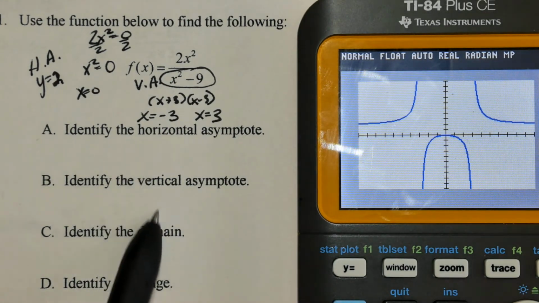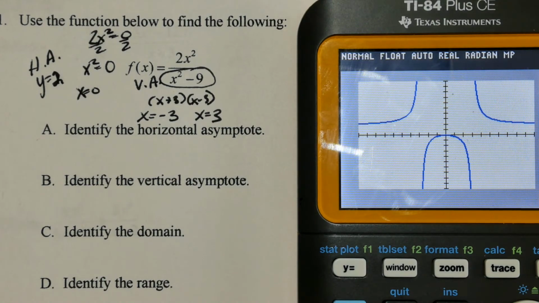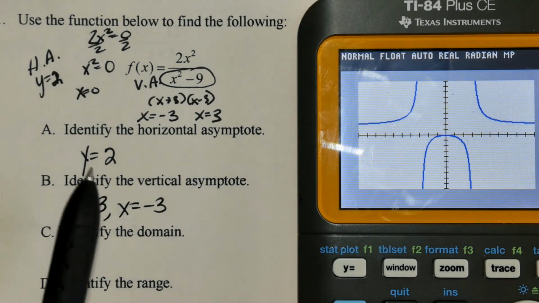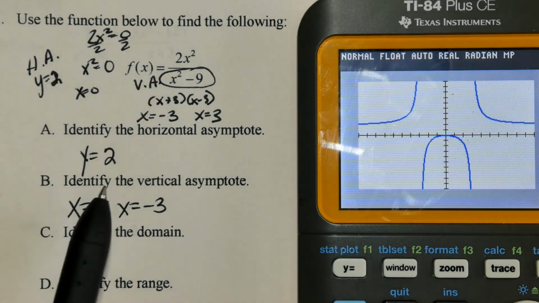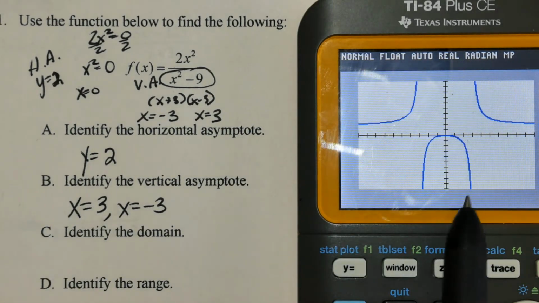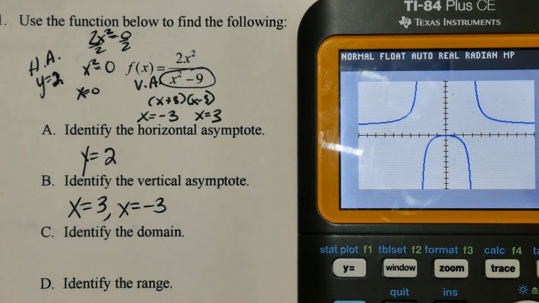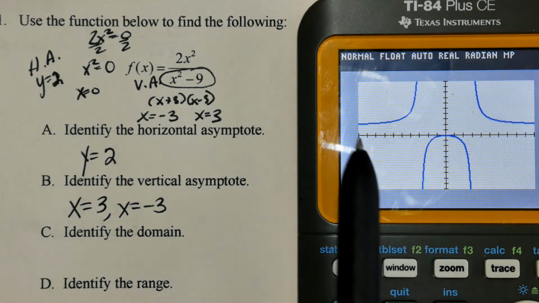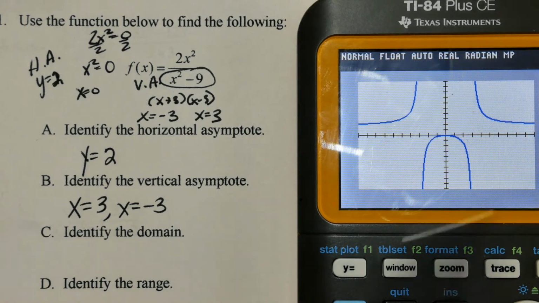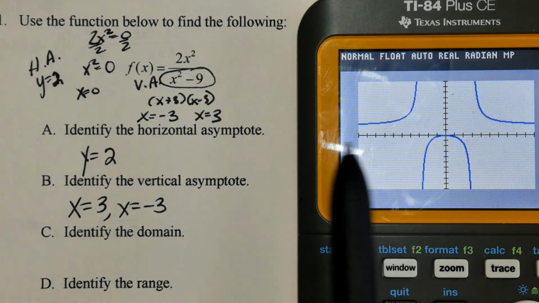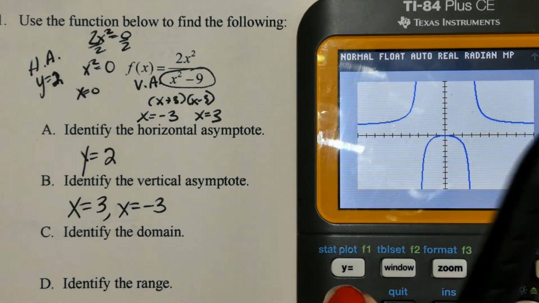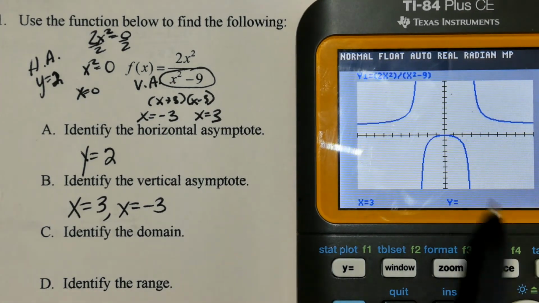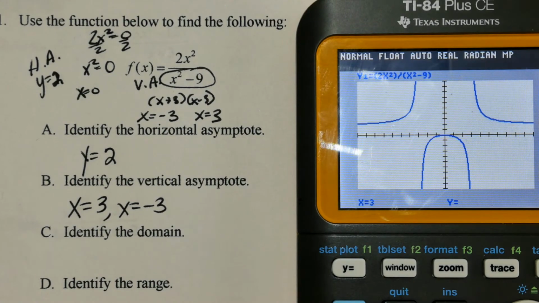Now we're going to go through and identify these four components. So horizontal, don't just put 2, it's y = 2. And the vertical asymptotes are x = 3 and x = -3. Now domain. Remember, domain is talking about the x values. So where does this occur in the graph? It occurs everywhere in the graph except there's no answer at 3 or at -3. And you can see if I plugged in 3, it will be blank. There is no number that it corresponds to. How do we write that down?